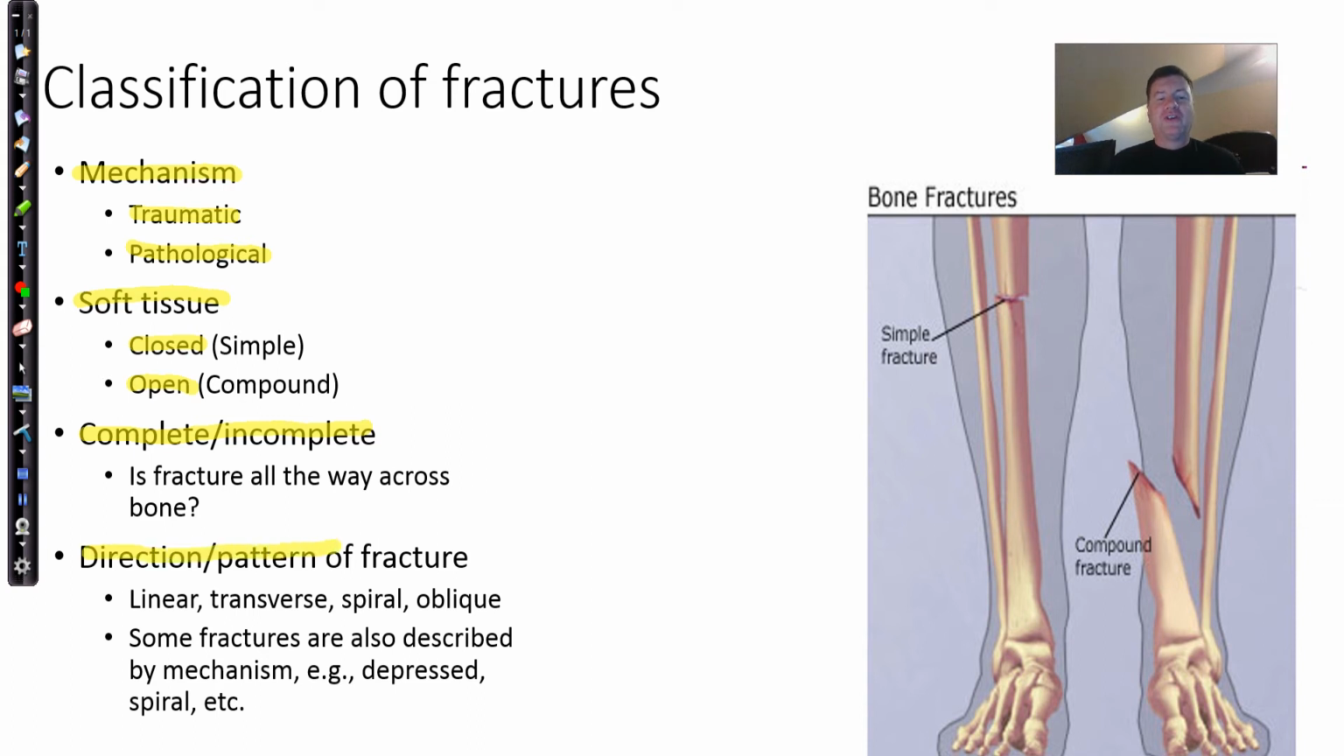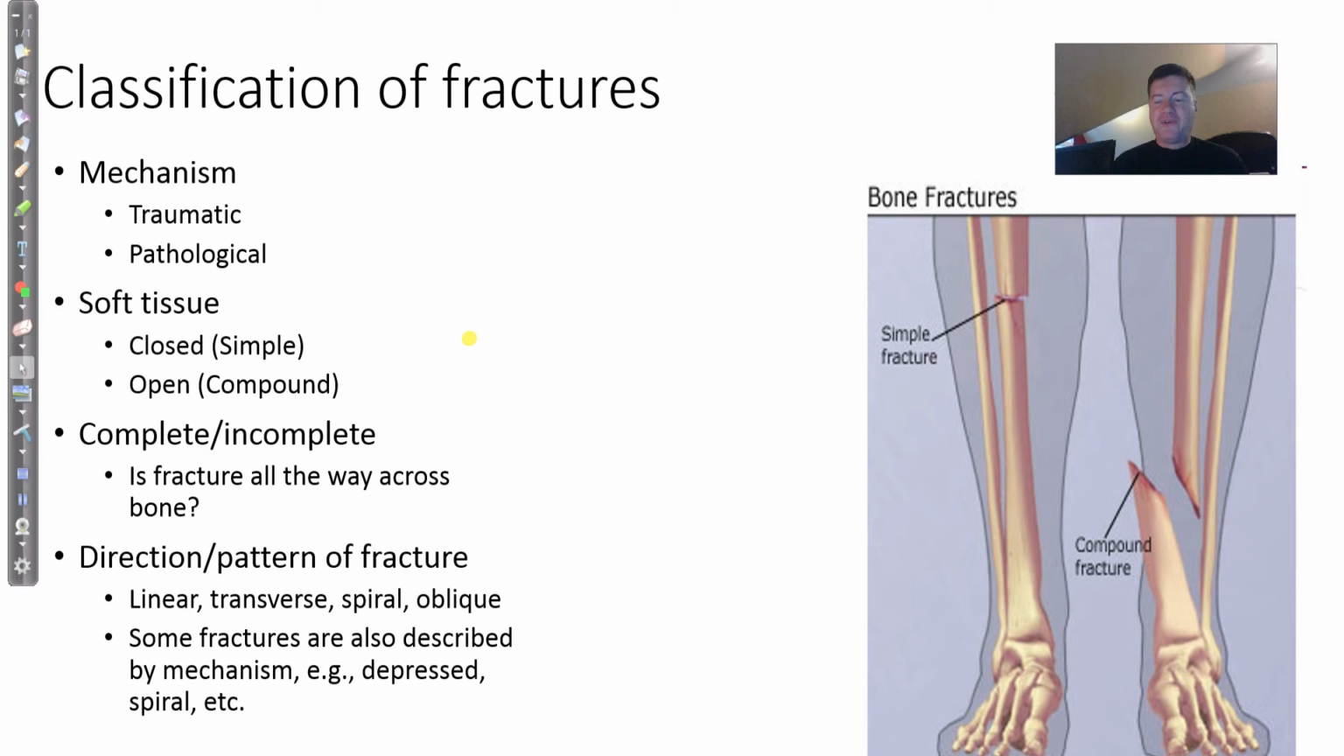You will also hear discussion about the direction or pattern of the fracture, and we'll see some examples of that in a second. Is the fracture linear, that is along a line? Is it transverse, that is across a surface? Is it spiral? Is it oblique, that's at an angle? So you can see some fracture classification based upon the pattern of the fracture, and also sometimes based upon the mechanism of the fracture, as in the fracture actually resulted from a depression or a spiral kind of mechanism.